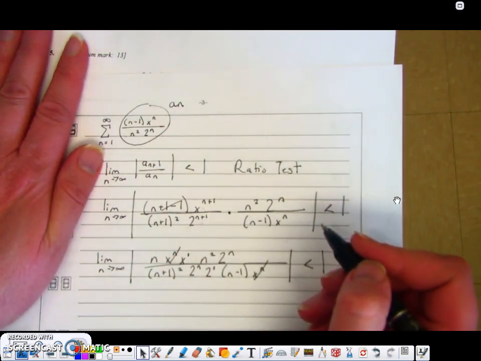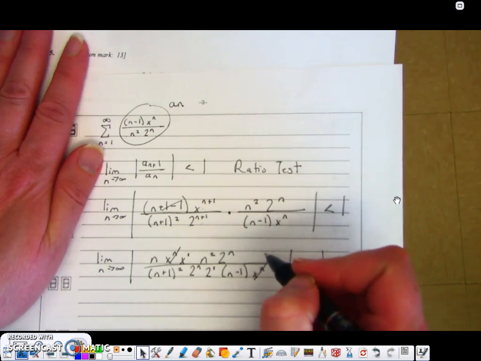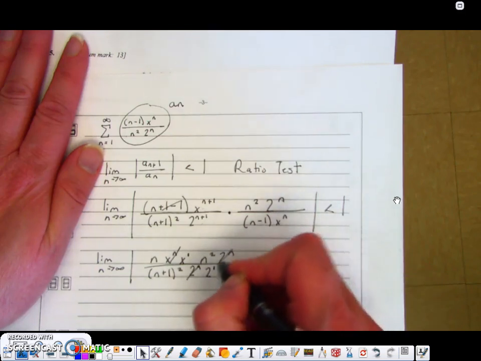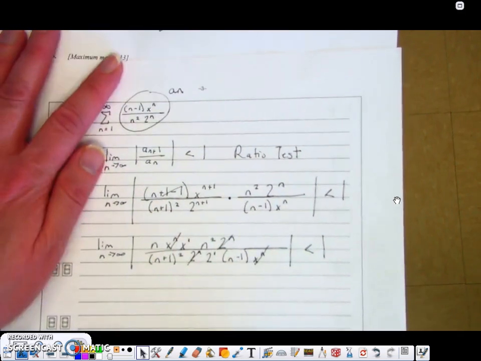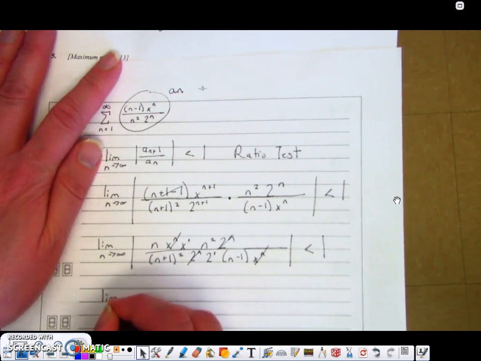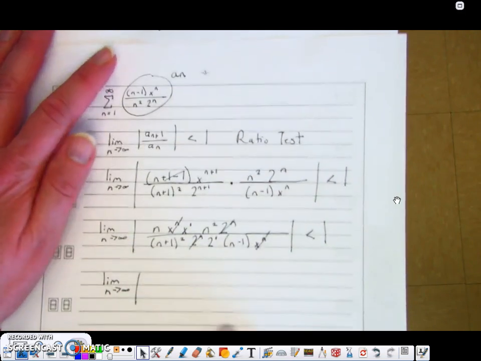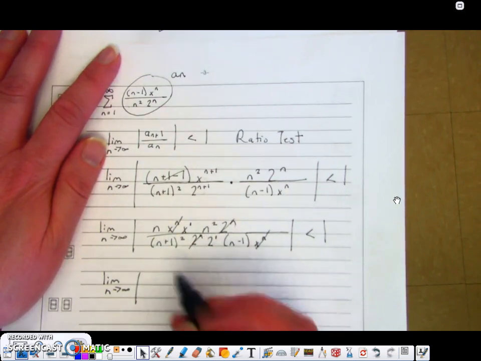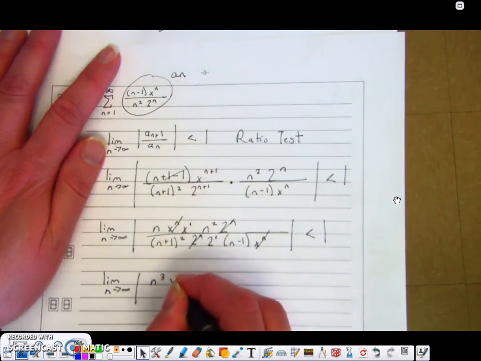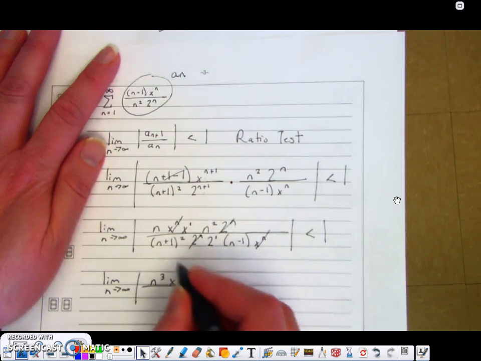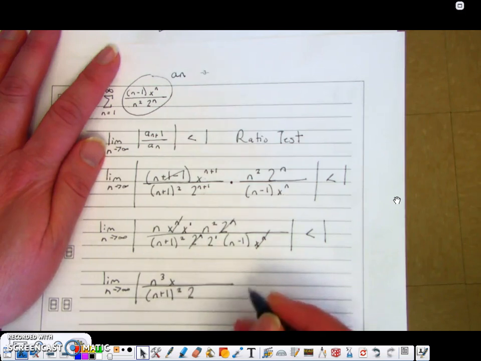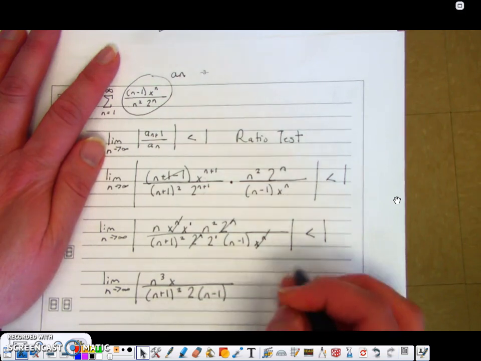What else can we cancel here? One more thing to cancel: the 2 to the n's. Then let's look and see what we have left and whether there's anything we can do with that. In the numerator I have n squared and x, so n times n squared will be n cubed, and I have x. In the denominator I have n plus 1 squared, that 2, and an n minus 1.